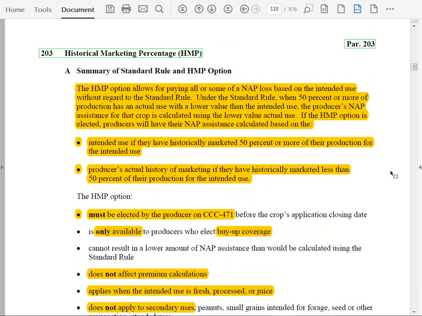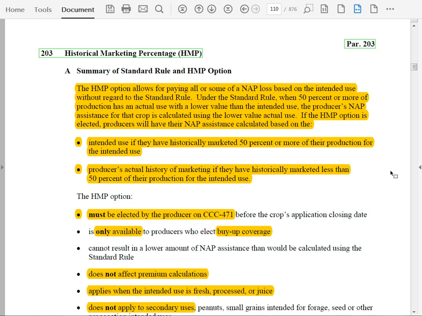The historic marketing percentage option, or HMP, only applies to crops which are marketed in multiple ways. Tree fruit is a good example of a common HMP crop. Apples, for instance, are routinely marketed as fresh and processed. The benefit of a producer electing HMP is that it replaces the standard rule we learned about earlier. Rather than calculating losses based on how the majority of the crop is marketed, as is the case with the standard rule, HMP looks at how the crop has been historically marketed by the producer and guarantees the crop based on that ratio.